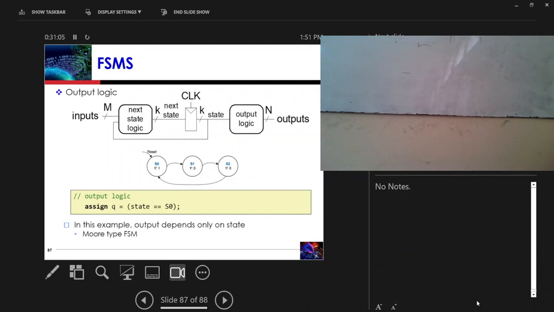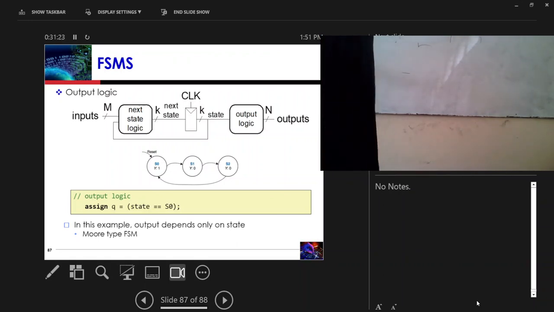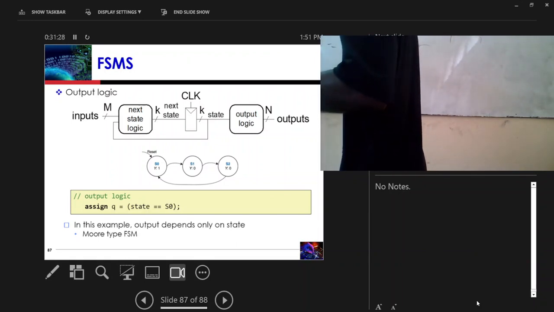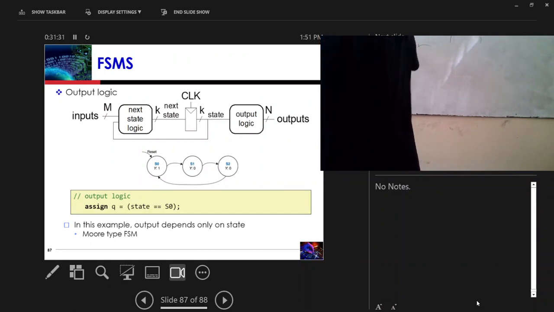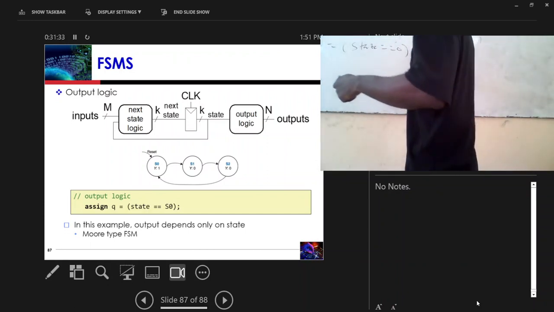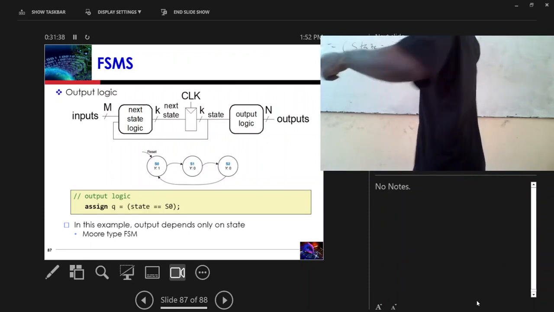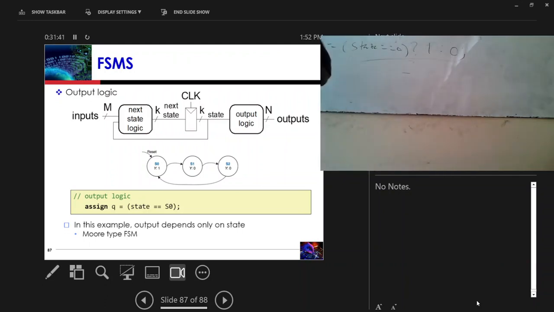If S is... that one is 1, not 10. Oh, say 1, you're right. What someone has done is like this: if state is equivalent to 0, then 1, or else 0. So this is another way of doing it, and that will result in the same answer.